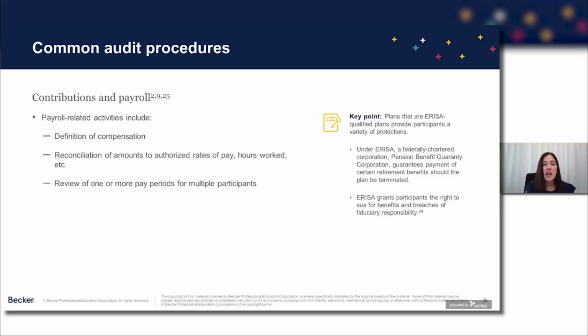So the next step here in our testing relates to the contributions and payroll, and we've already touched on this a little bit. Payroll is a very important component of the EBP audit because so many different factors are directly tied back to that payroll. For example, the amount that the participant wants for their elective deferral and or their Roth deferral is going to be based on their compensation.